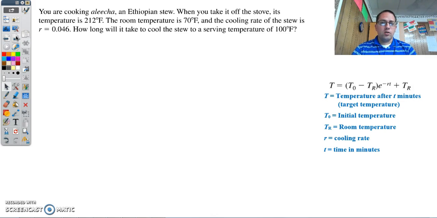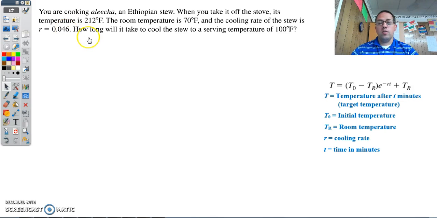Here we are cooking alicha, which is some Ethiopian stew. Take it off the stove. Its temperature is 212 degrees Fahrenheit, which is boiling. All right, so we boiled some soup. There's some stew. The room temperature is 70 degrees. The cooling rate of the stew is r equals 0.046.